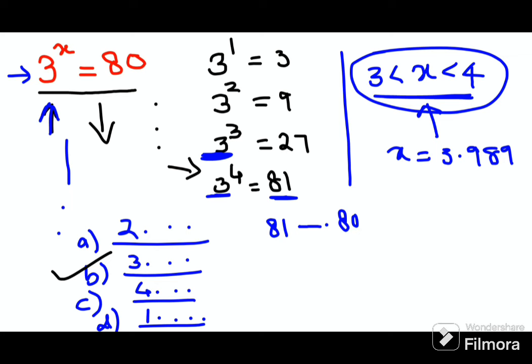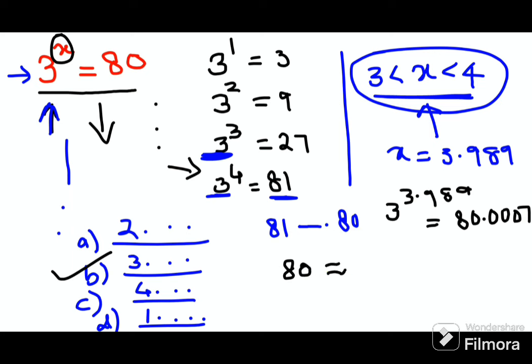Now, if you actually plug in this value of x over here, we get 3 raised to 3.989. Your final answer comes out to be 80.102030, and then you get a 7. So obviously, when you are approximating, you're approximating maximum to 2 digits or 3 digits. So I can say 80.0007 is nothing but 80 only. Okay, so I hope you all have understood how to solve these kinds of questions.